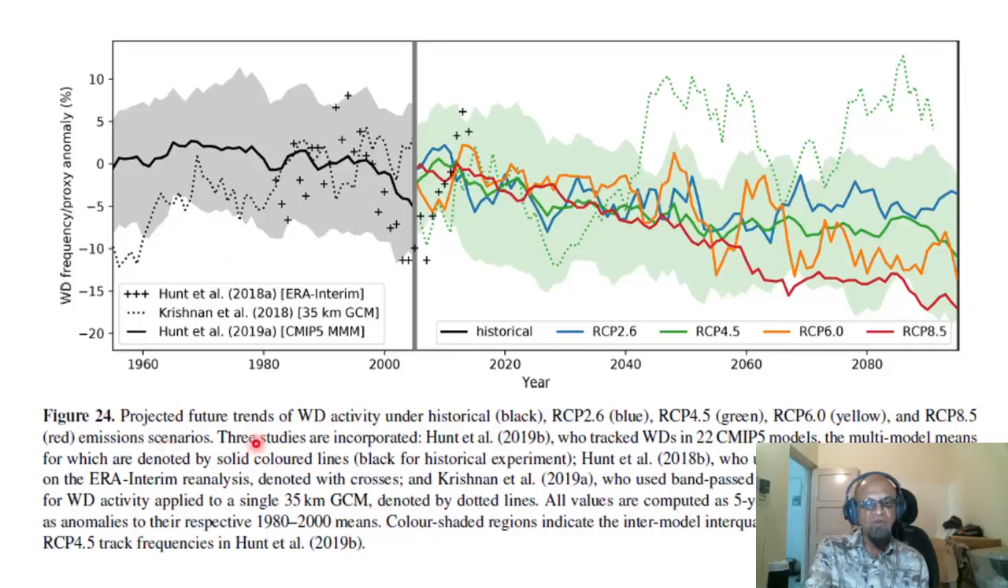So here we are looking at projected future trends of WD activity under historical and RCP 2.6, RCP 4.5 and RCP 6, as well as RCP 8.5 emission scenarios.